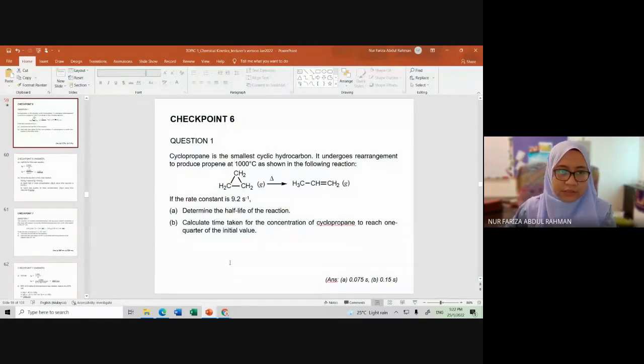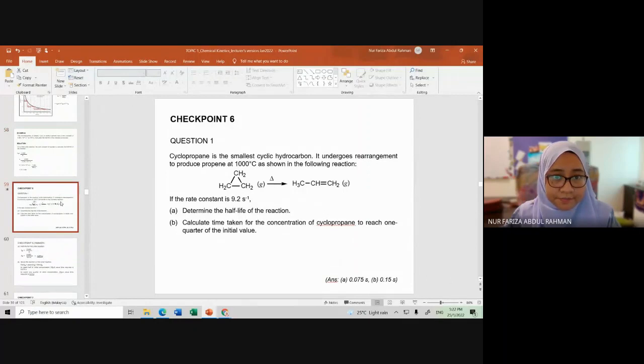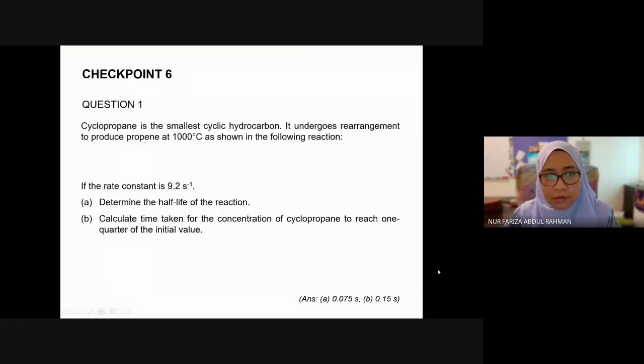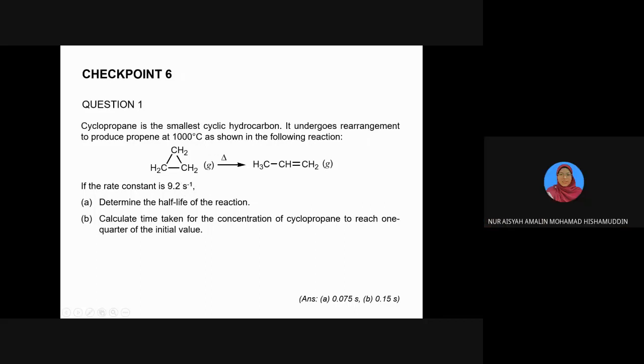Okay, so let's discuss the answer. Checkpoint 6, guys. Question 1. Cyclopropane is the smallest cyclic hydrocarbon. It undergoes rearrangement to produce propene at 1000 degrees Celsius as shown in the following reaction. If the rate constant is this, determine the half-life of the reaction. So what is the order of this reaction, guys? First order. Alright, thank you.